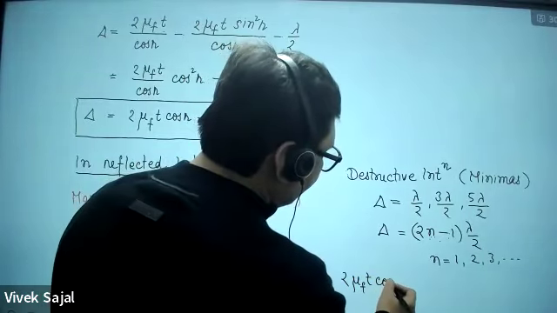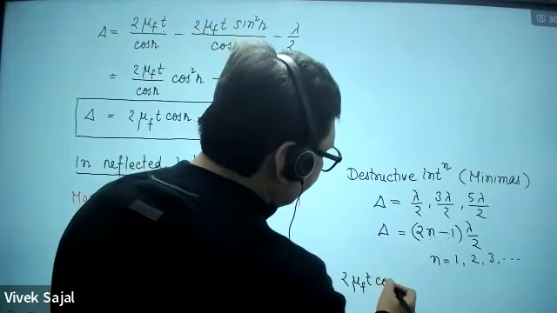Please write after this: colors corresponding to wavelengths which satisfy this condition of minima will be absent in the reflected light.